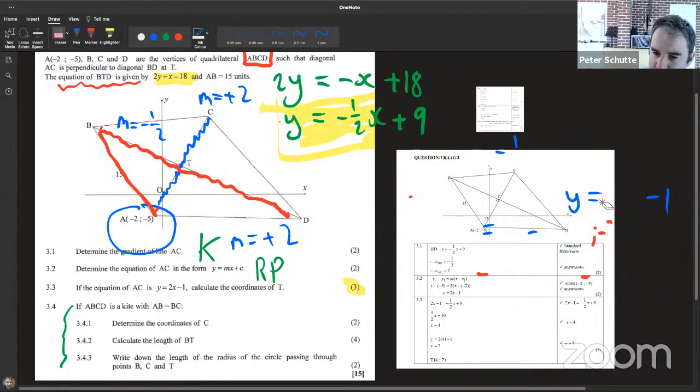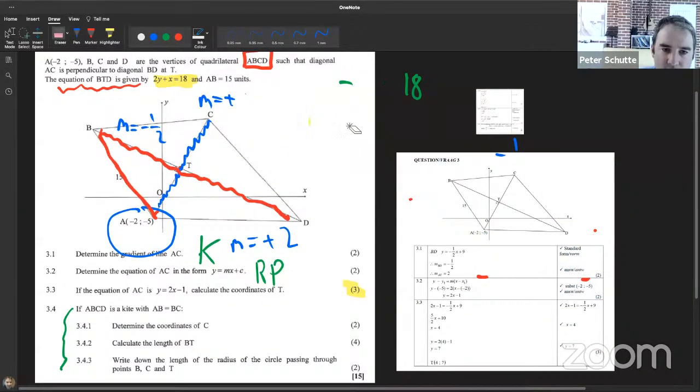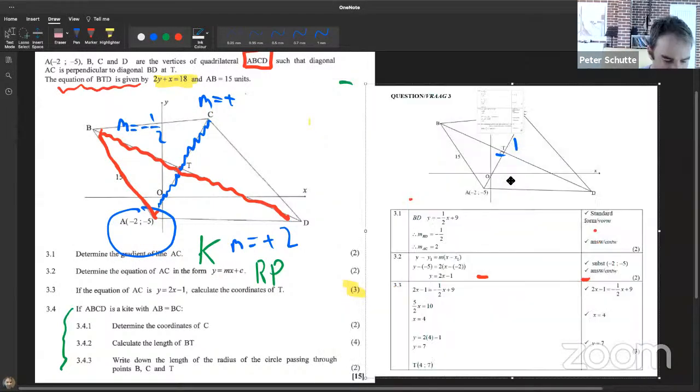So basically what happens, excuse my graffiti, is we take those two straight lines and make them equal to each other. Then we solve for x, and then we put it back into one of the originals and solve for y. And that's going to give us the T.